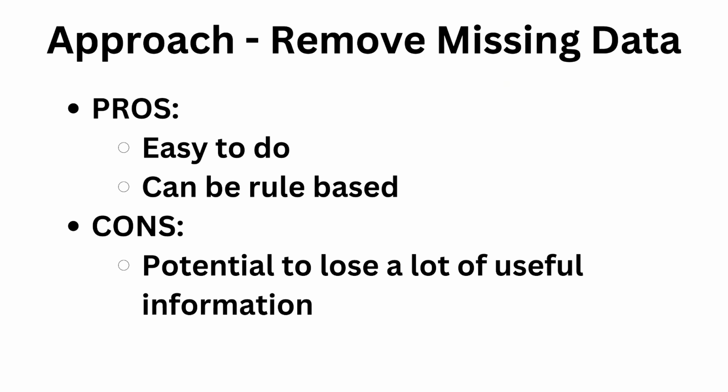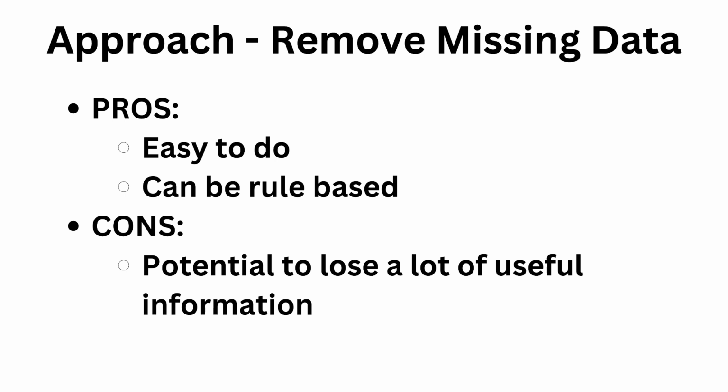Pandas makes it really easy to either drop a row that's missing some data or drop an entire column or feature that happens to be missing a lot of data points. And what's also nice about this is with Pandas, you can base this on rules. For example, you could drop a row that's missing 2 data points or 3 data points or 4 data points, etc. So what are the cons here?